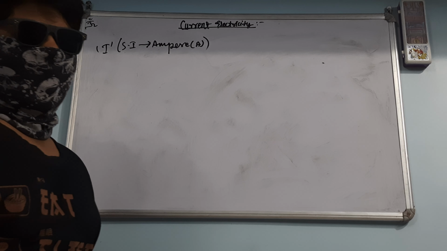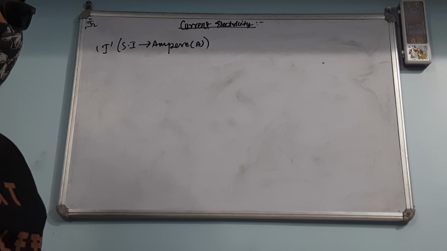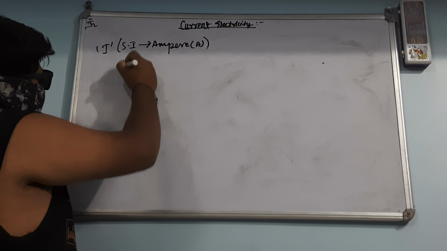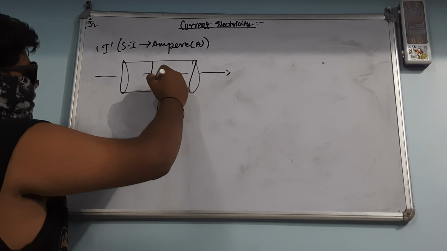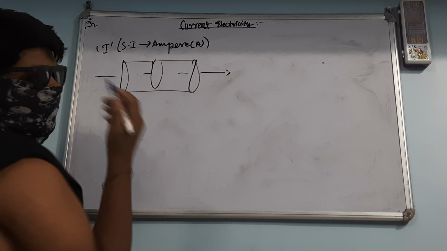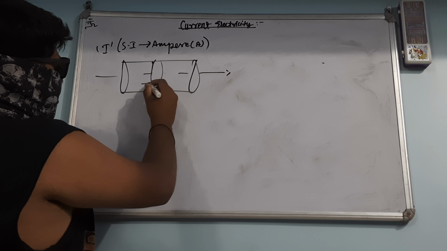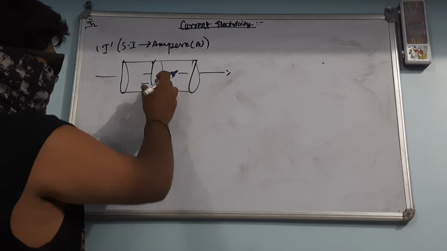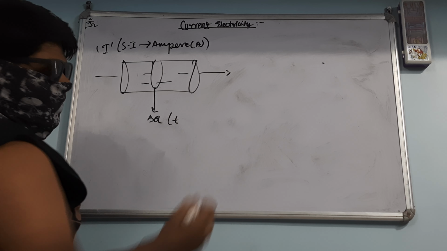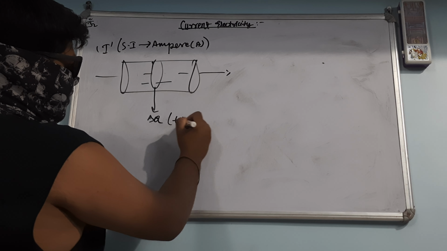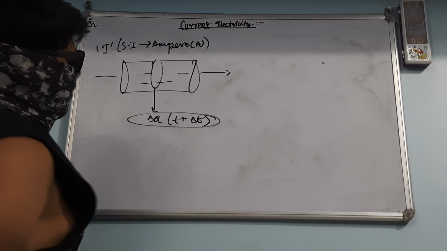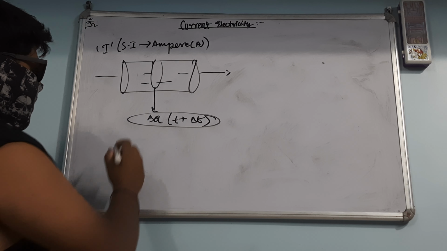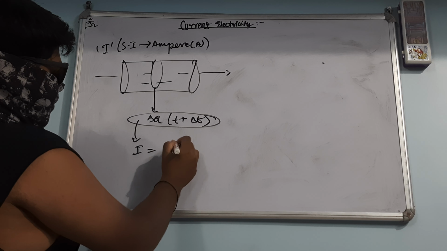So what is I? I is basically the amount of flow of charge per unit time. Means if this is a medium through which current is flowing through this area, at this fixed area the amount of charge flowing, let us take it as delta Q. So delta Q charge is flowing through this area in time, means from time t to t plus delta t. So the amount of current flowing through this conductor is I equal to delta Q by delta t.